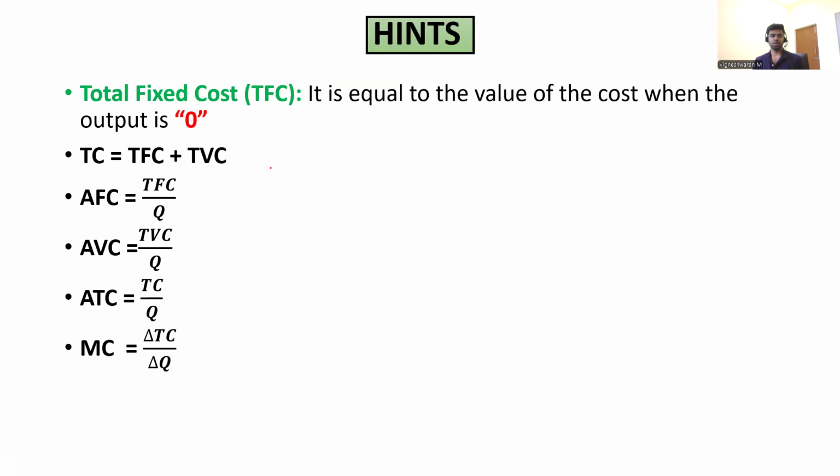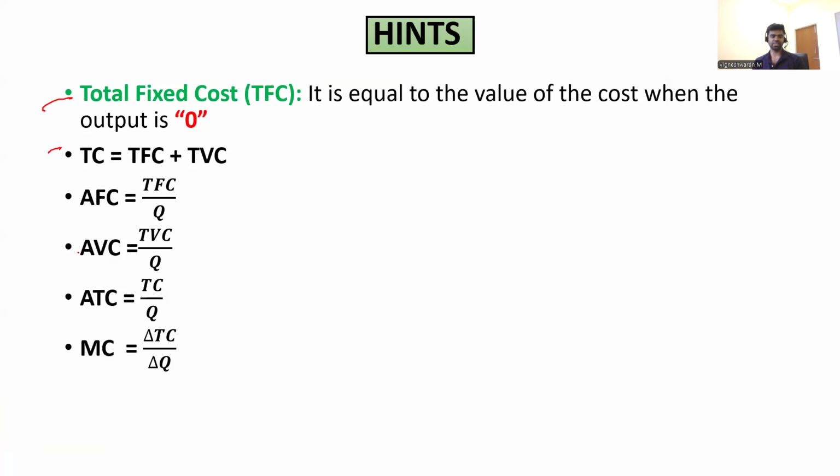Now we have seen what total fixed cost is. Total fixed cost means the value of the cost when the output is zero. Then total cost. Total cost is equal to total fixed cost plus total variable cost. So these two things are over.